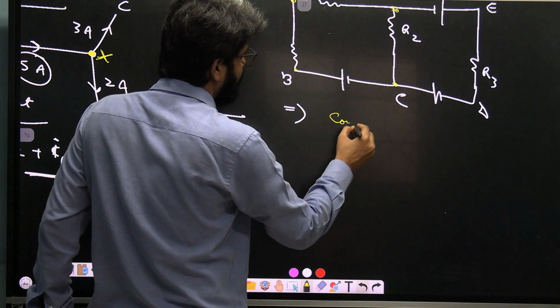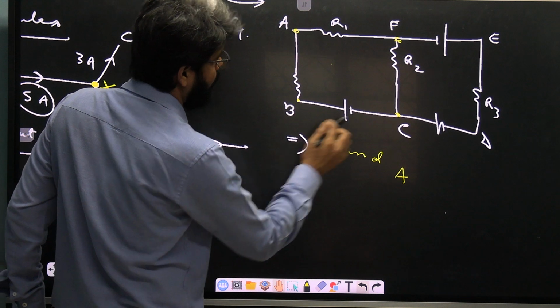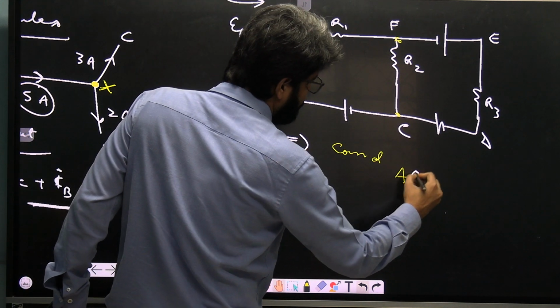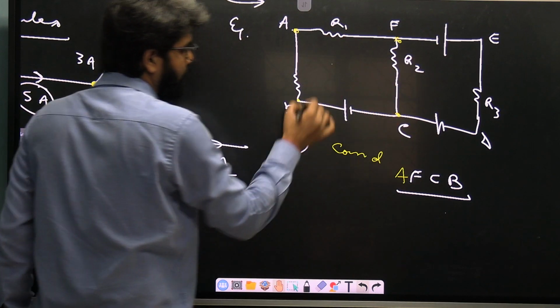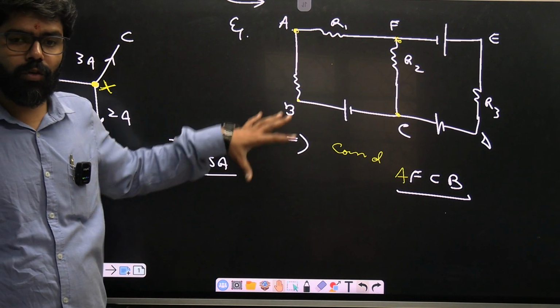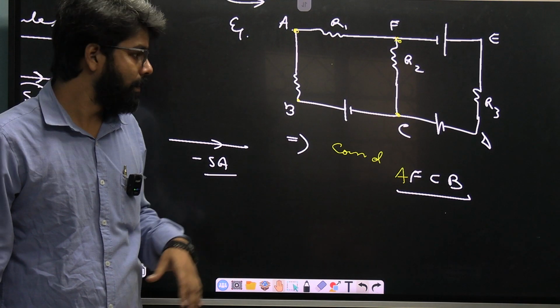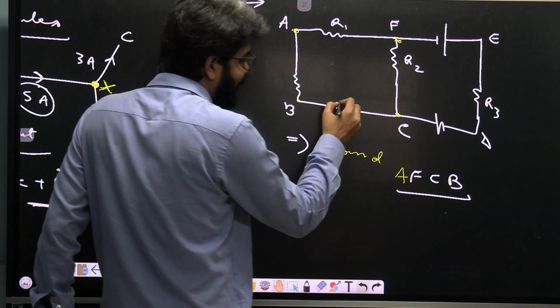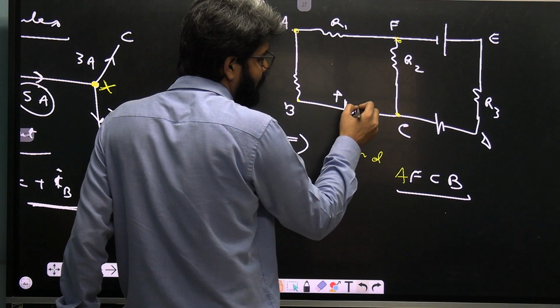Consider A, F, C, D. I take this loop. Within this loop, you have to plot the current first. So I'll mark the current as well. See, the battery is in this direction. From here to here, this is the positive terminal and this is your negative terminal.